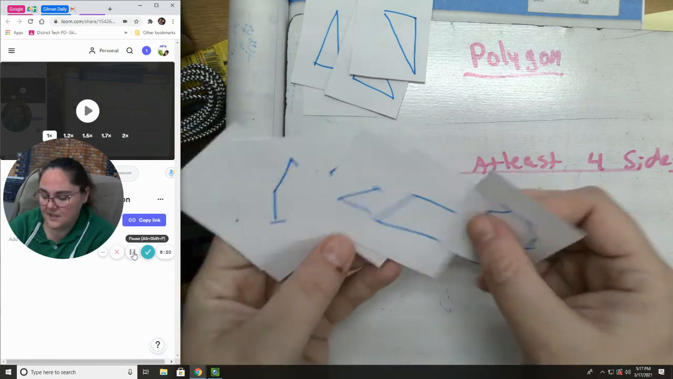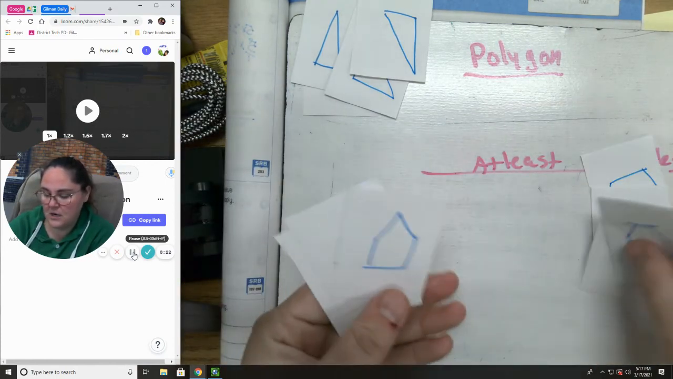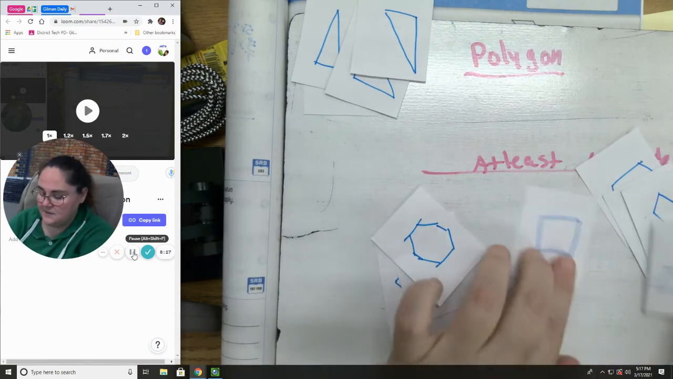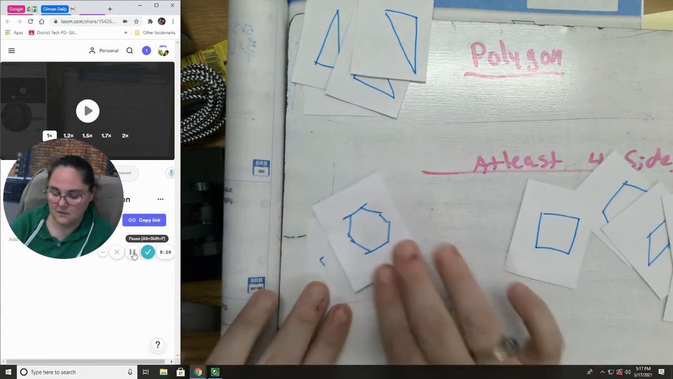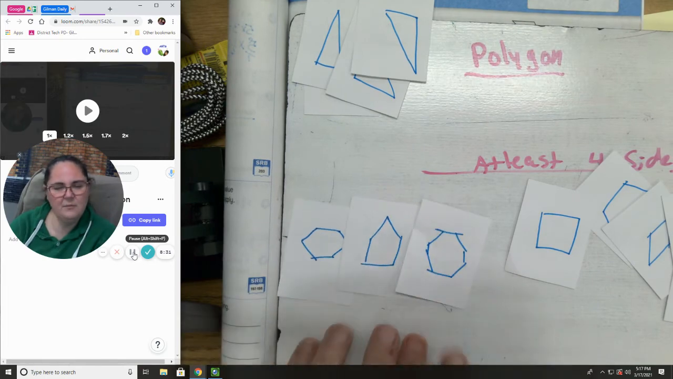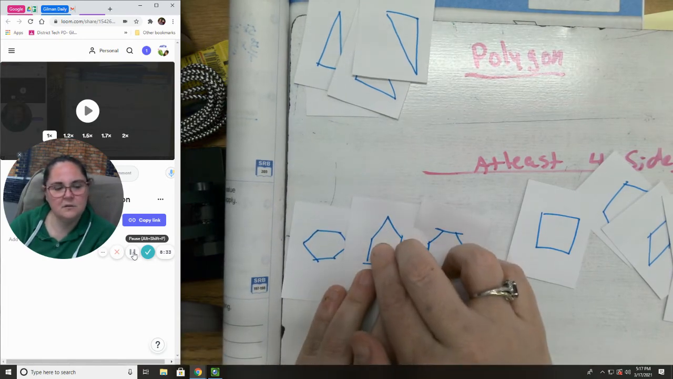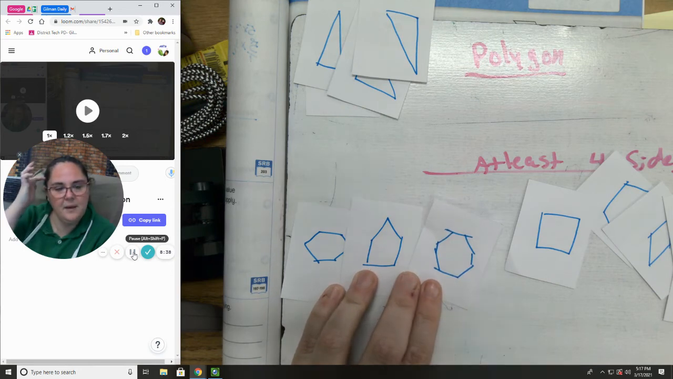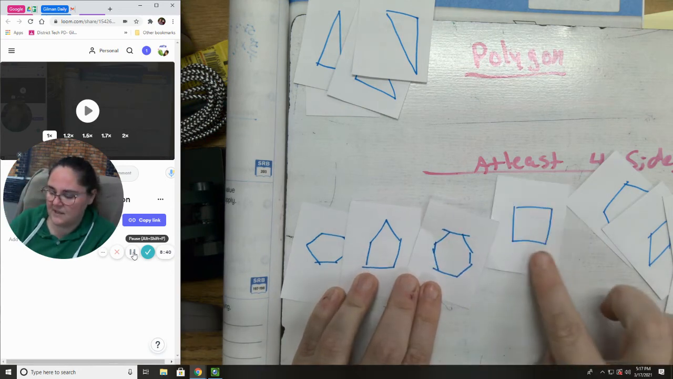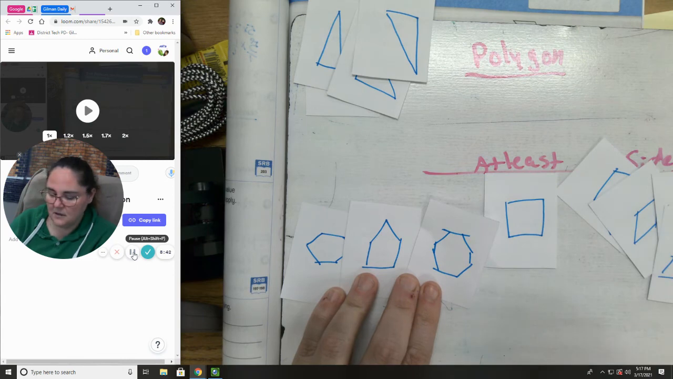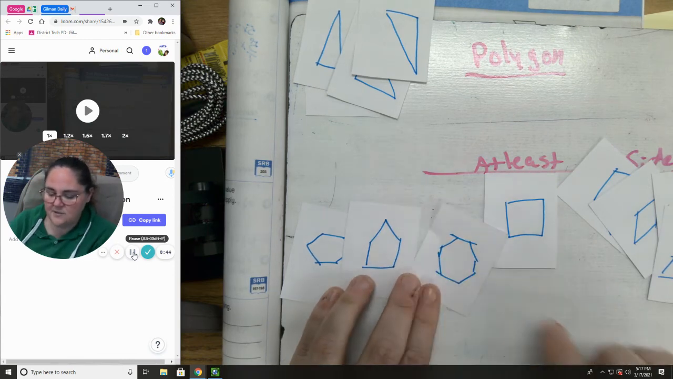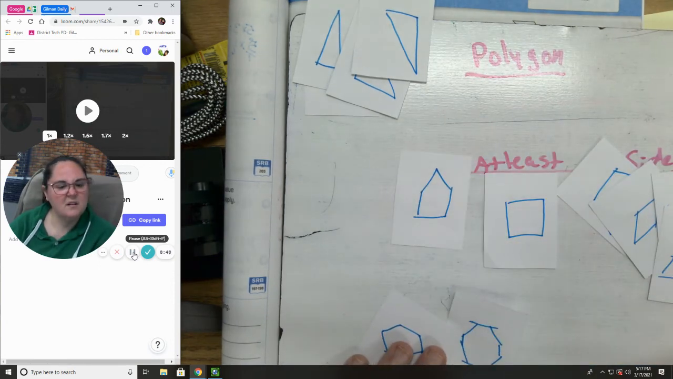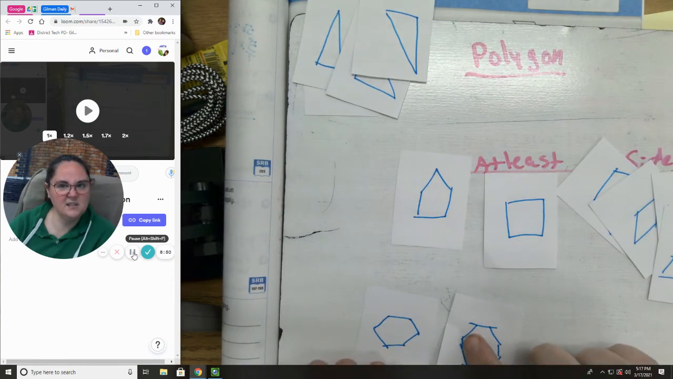So this has 4, 4, 4, 4, 4. So all of these have 4 sides. Could I move these down another row? Maybe what I can do is these are the ones with at least 4 sides. And maybe these are the ones with at least 6 sides. Keep this one up there. Because these are at least 6, right?